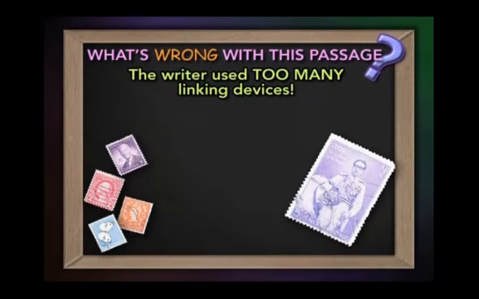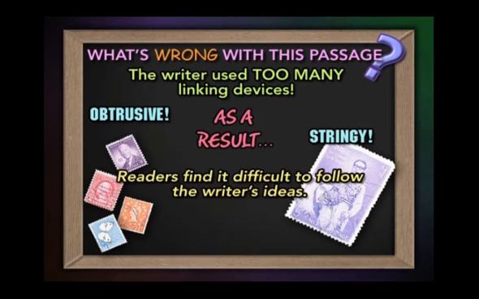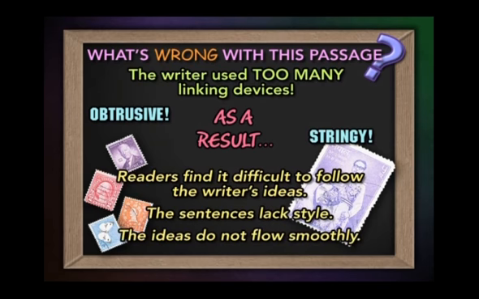Here's my answer. In this paragraph, the writer used too many linking devices. The linking devices, the transitions and the connections, became obtrusive because there were so many of them. Remember, we call this a stringy sentence. It's really too much of a good thing. As a result, readers find it very difficult to follow the writer's ideas because everything is linked. And by linking everything, in effect, you're linking nothing because you're not showing the relationship between and among ideas. The sentences lack style. The ideas do not flow smoothly at all.